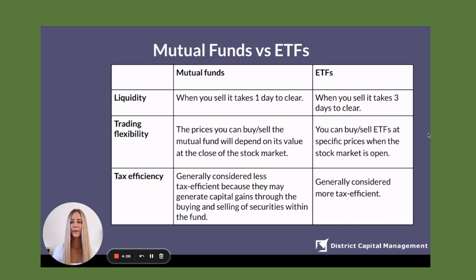There's trading flexibility, so the prices that you buy and sell the mutual fund will depend on its value at the close of the stock market, whereas with ETFs, you can buy and sell them at specific prices when the stock market is open. And the last is tax efficiency. Mutual funds are generally considered less tax efficient because they may generate capital gains, whereas ETFs are generally considered more tax efficient.